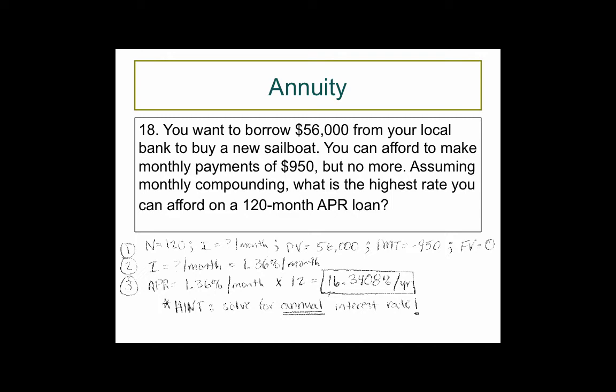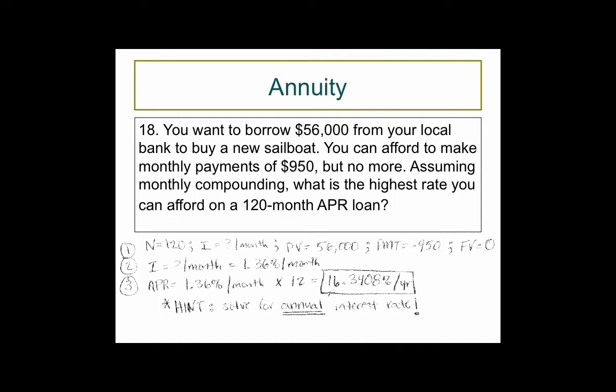You want to borrow $56,000 from your local bank to buy a new sailboat. You can afford to make monthly payments of $950, so there's your payment, but no more. Assuming monthly compounding, what is the highest rate you can afford on a 120 month APR loan? Okay, now APR stands for annual periodic rate loan, and we'll get more into that in just a second, but for right now, let's figure out what we're going to put in for our buttons.